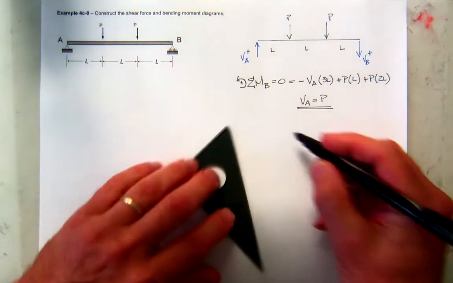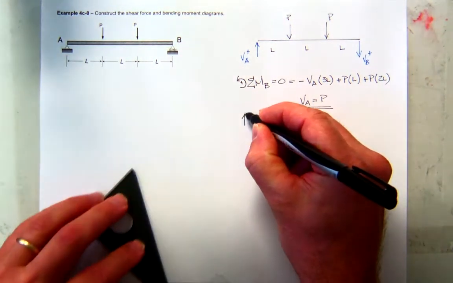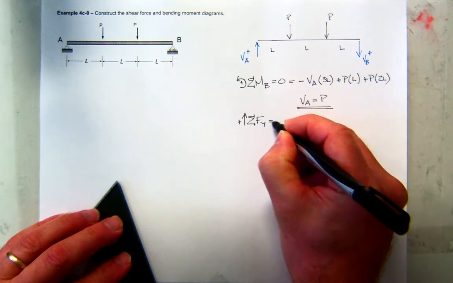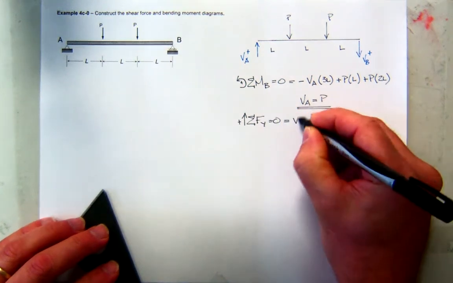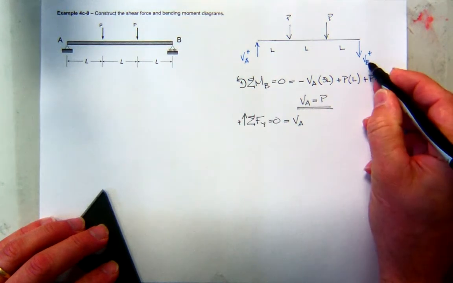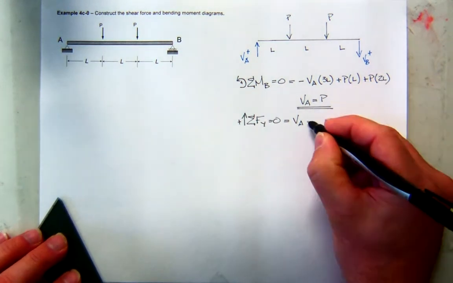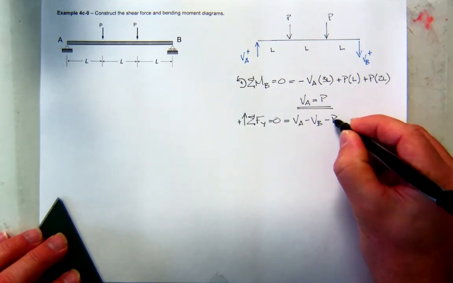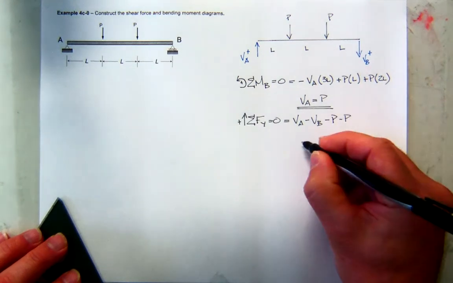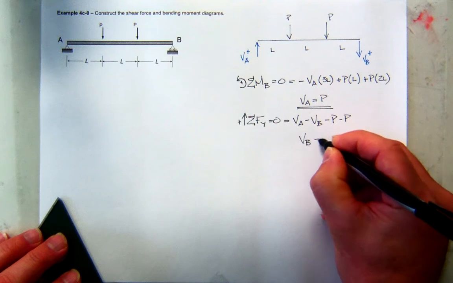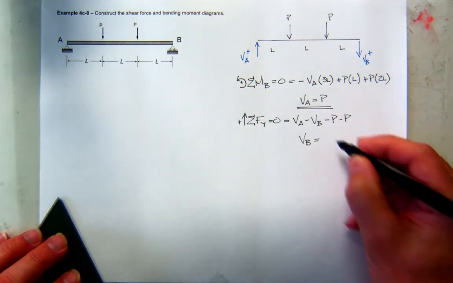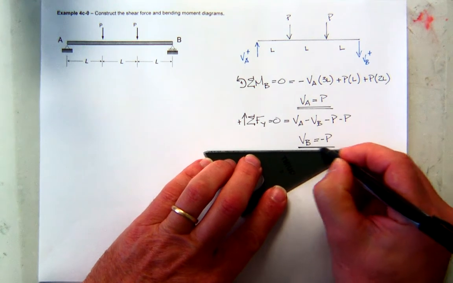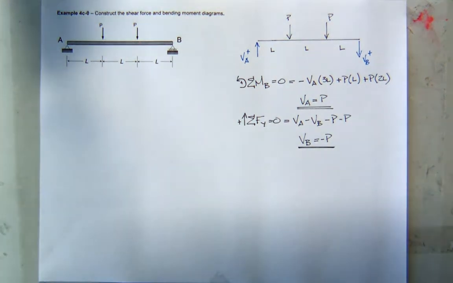So now if I sum forces in the y direction, I have the shear force acting up. That shear force is down. What kind of force is that? That's negative. That's acting down. And then I've got minus P, minus P. So when I solve for the shear at B, what do I get? I get minus P. So what is the shear force at B? Minus P.